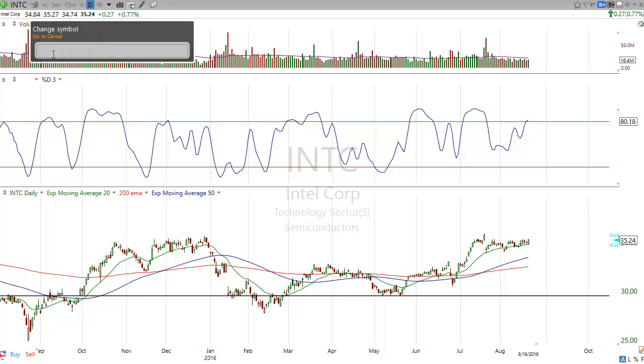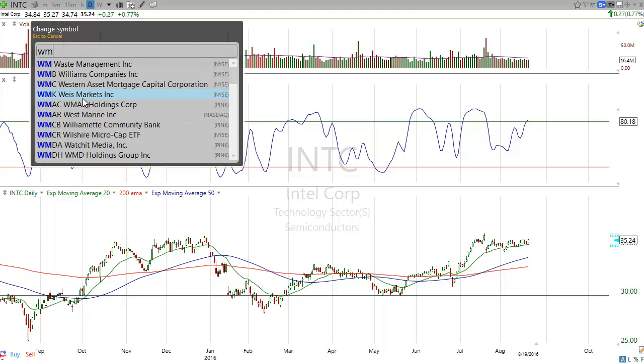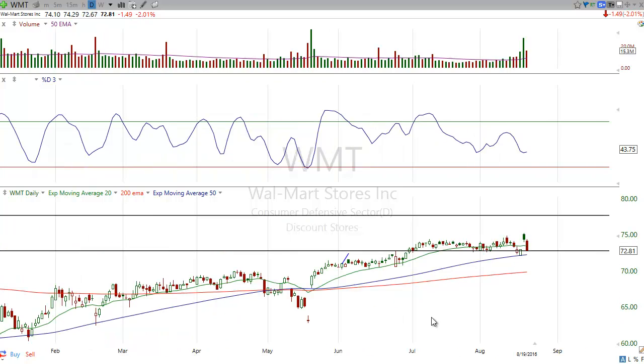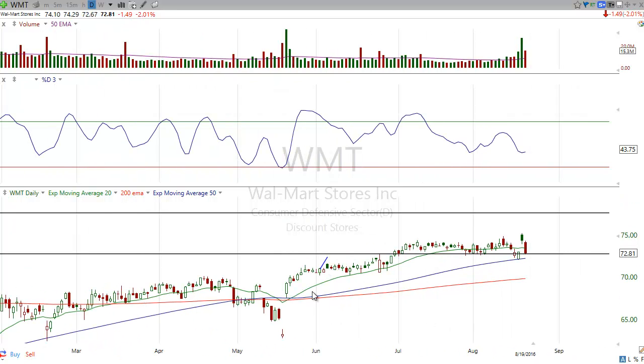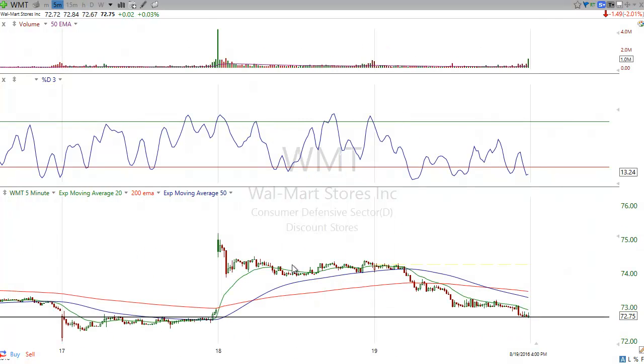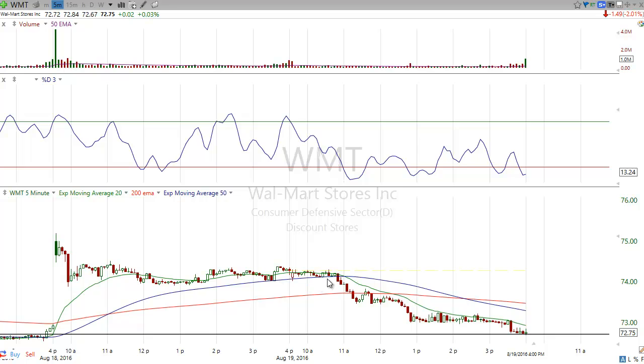A couple other stocks here you might be familiar with. We'll just take a couple. Walmart, same thing. Not much going on here. We're chopping around the 20, back down to the 50, popped, back down. That's on the daily. On the 5-minute time frame, you can see we kind of held on to the 50-period moving average, then dropped back down, and it chopped around and started holding under the 20 and really holding that trend.